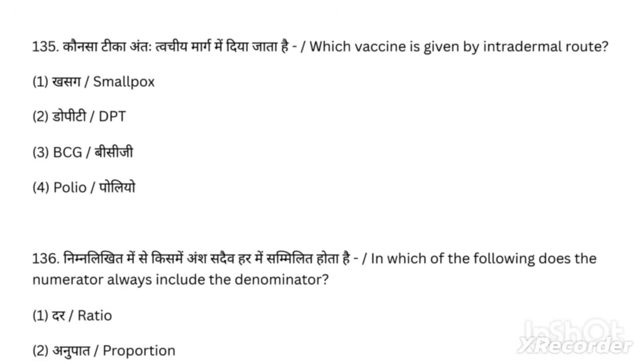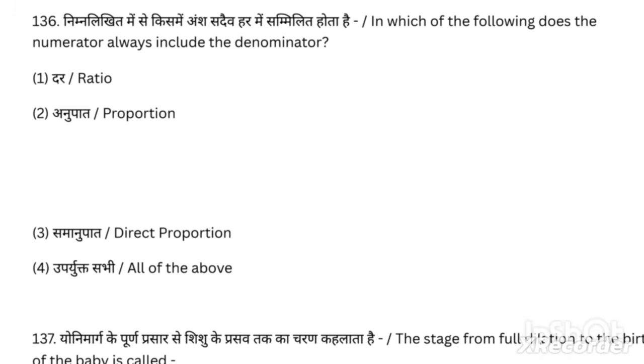Which vaccine is given by intradermal route? So the correct answer is BCG. It is given intradermally. Next question is, in which of the following does the numerator always include the denominator? So the correct answer is proportion. In proportion, numerator is the part of denominator. Example, infant death upon total live birth. So the correct answer is proportion.